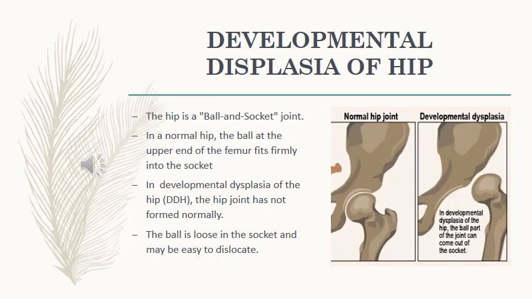The hip is a ball and socket joint. In a normal hip, the ball at the upper end of the femur fits firmly into the socket. In developmental dysplasia, the hip joint has not formed normally. The ball is loose in the socket and may be easy to dislocate.